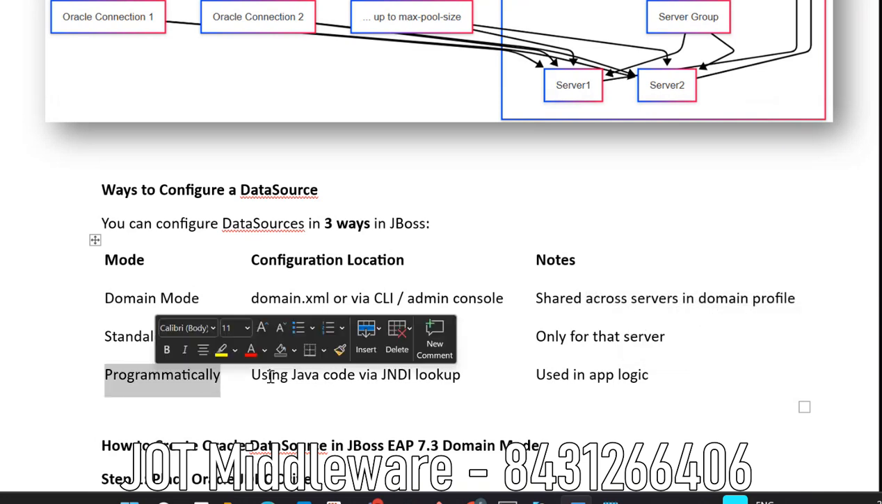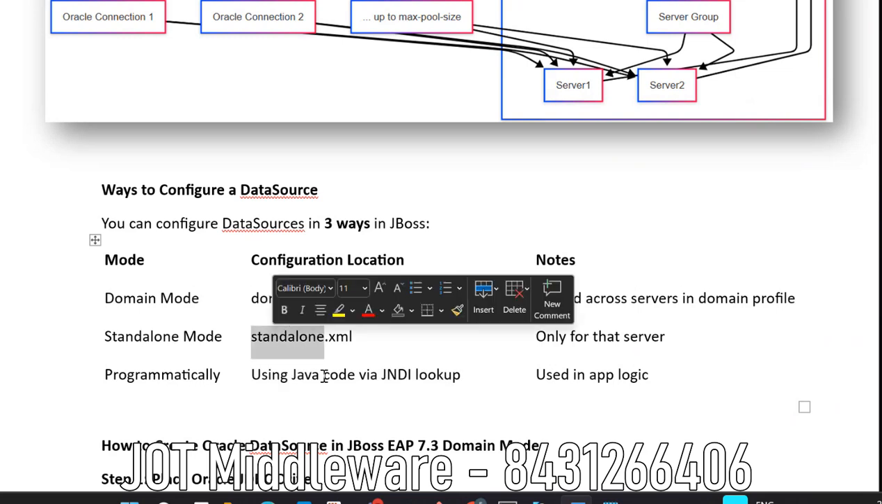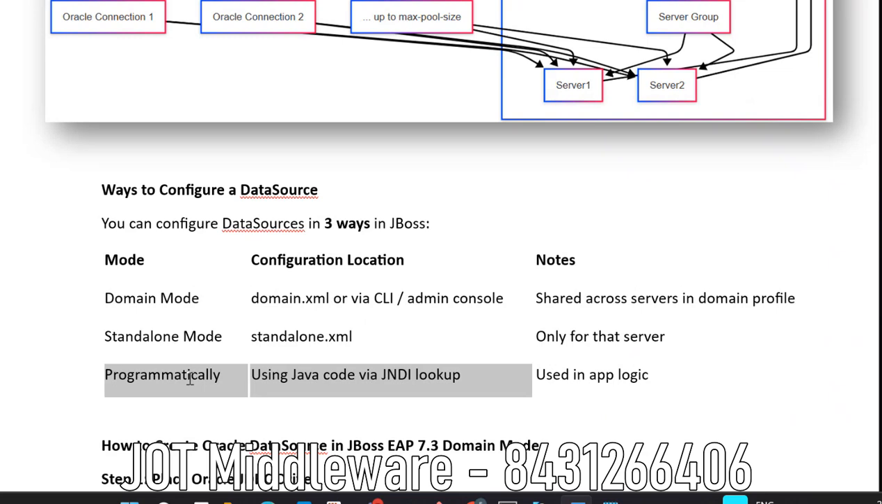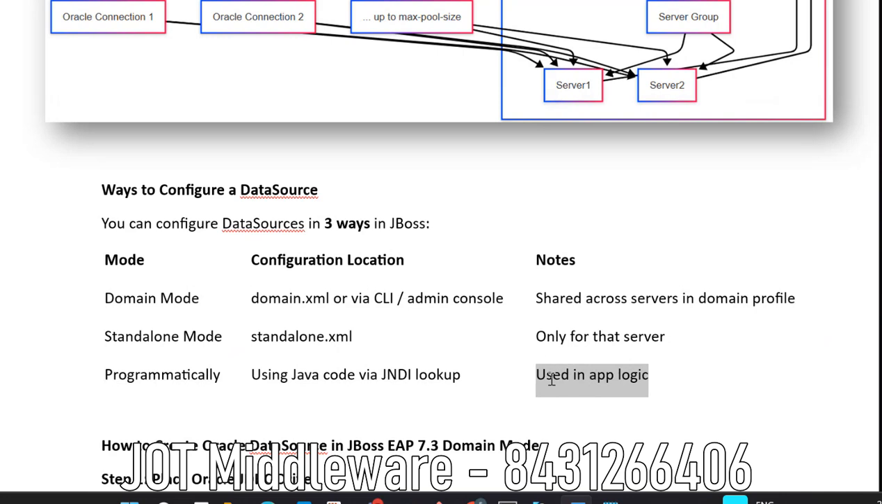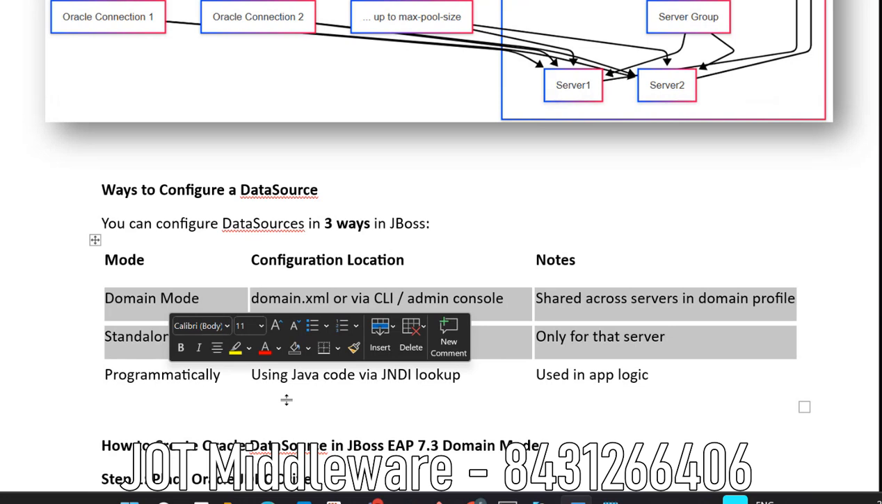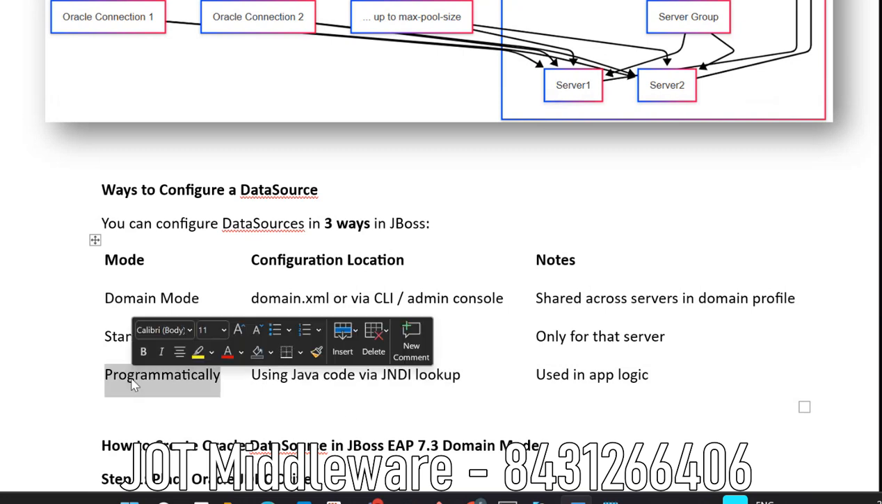And programmatically, if it is defined in the Java code, it will not get stored in the domain.xml or standalone.xml. The application itself will contain the database connections, and it will create a connection whenever it is required. It is used in the application logic. So under JBoss, the configuration is not stored if it is programmatically defined.